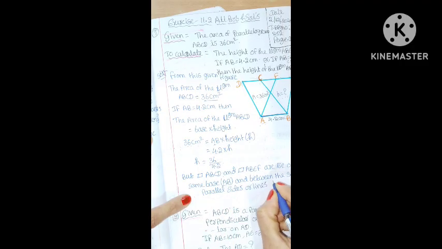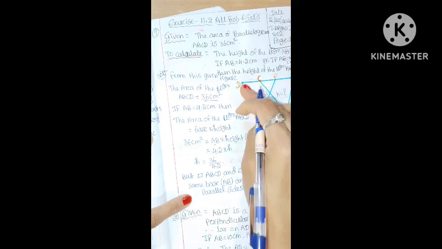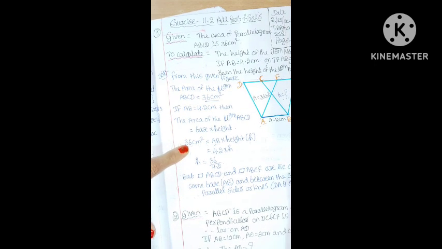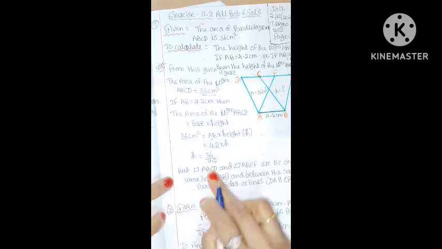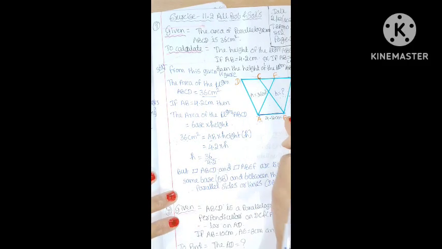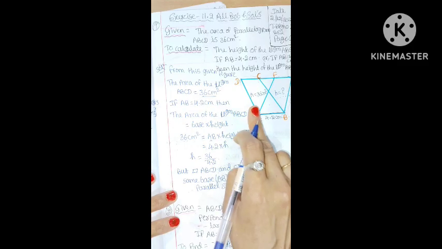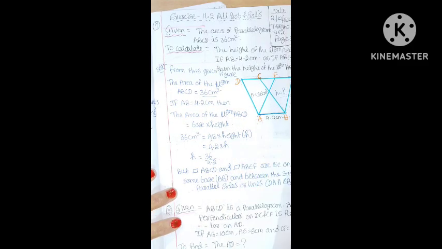What are the parallel sides? Here, AD is parallel to EB, or AD parallel to BE. Okay. So the base is the same, and the parallel sides are also the same. So that's why both areas are equal.